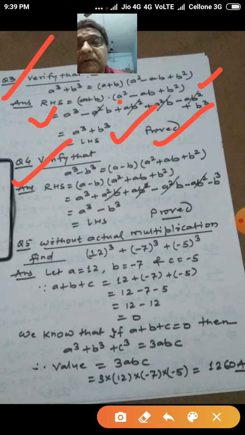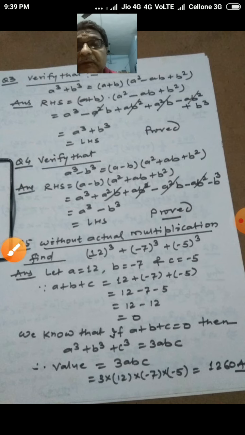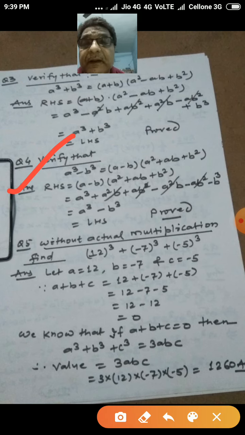Question number 4 is very similar to question number 3, only there is a difference in the sign. So let us see. The question is: verify that a cube minus b cube is equal to (a minus b) into (a square plus ab plus b square). As we proved question 3 taking RHS and reaching LHS, in a similar way we take RHS, which is (a minus b) into (a square plus ab plus b square).